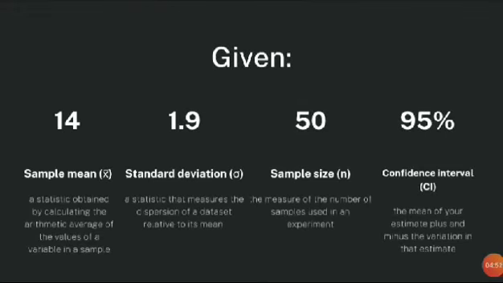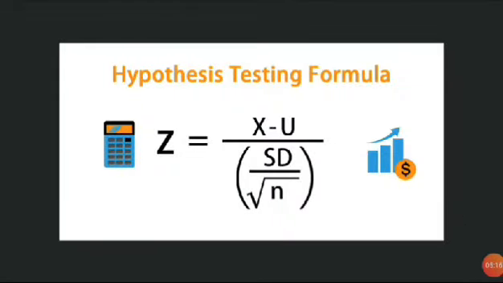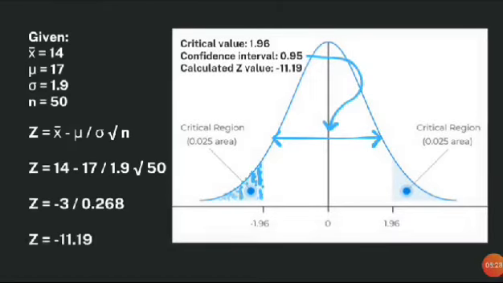So our givens are 14 as our sample mean, 1.9 as our standard deviation, 50 as our sample size, and 95% or 0.95 as our confidence interval. Afterwards, let's apply the givens to our hypothesis testing formula, which is z equals x bar minus mu over the standard deviation over the square root of n. And our formula would be 14 minus 17 over 1.9 over the square root of 50.